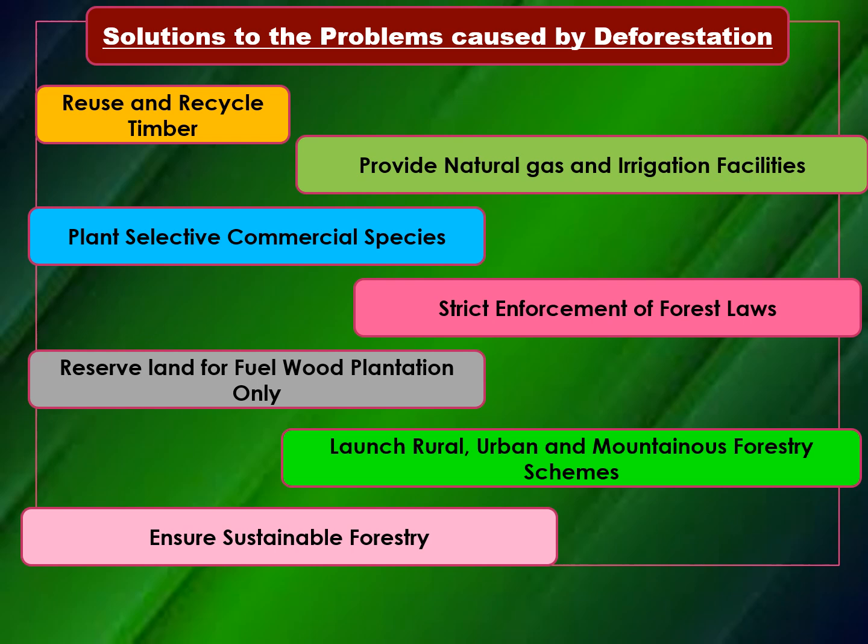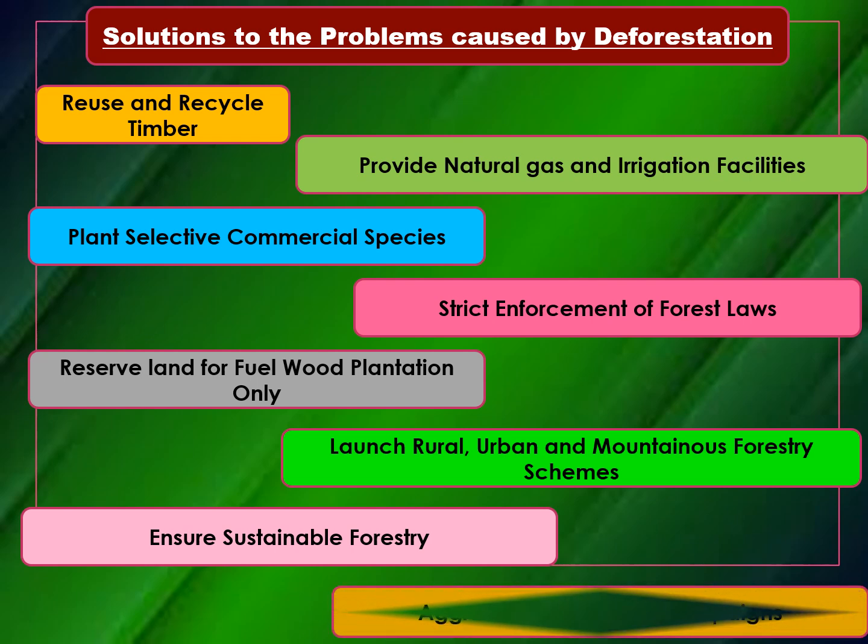There should be reserved land for fuel wood plantations only, meaning in those reserved lands only fuel wood plantations should be done, so it can be cut down. Launch rural, urban, and mountainous forestry schemes, ensure sustainable forestry, so it can be provided to us and for the future generations as well. Aggressive awareness campaigns should be done on a regular basis to prevent cutting of trees.